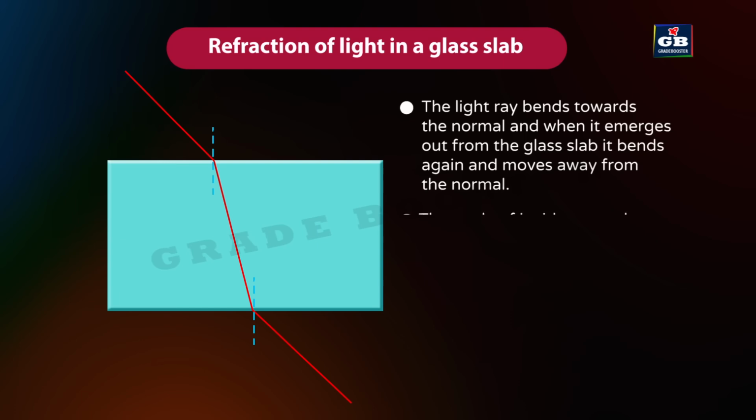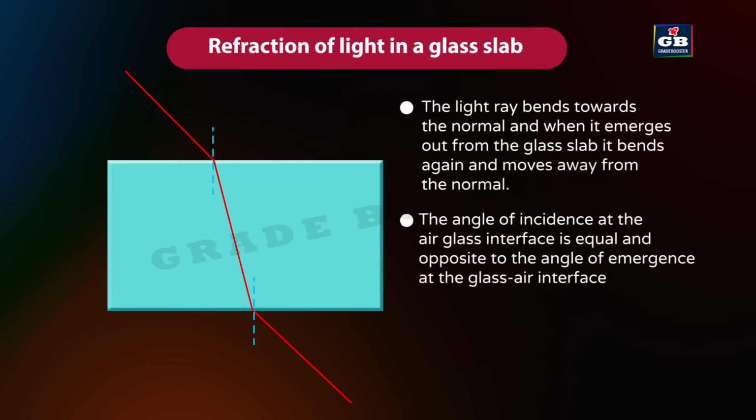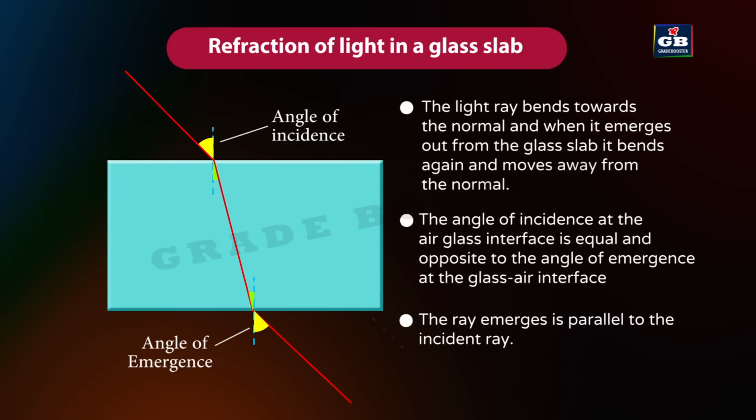Here we can observe that the angle of incidence at the air-glass interface is equal and opposite to the angle of emergence at the glass-air interface. This is why the emergent ray is parallel to the incident ray.